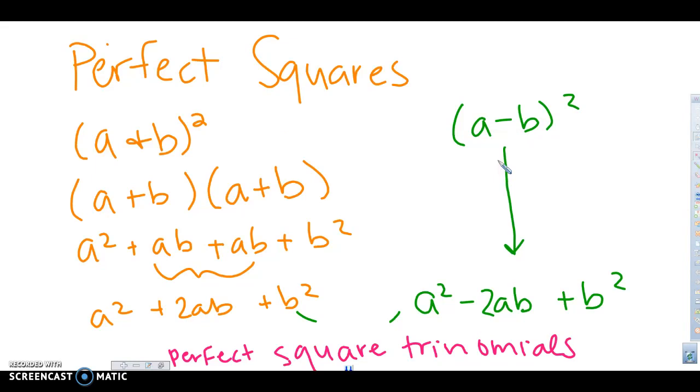What we're going to be looking at today is how to go from this line back up to the top by factoring. Remember, factoring is the inverse operation of FOILing, so they undo each other. So we're going to go from this factoring back up to FOIL.